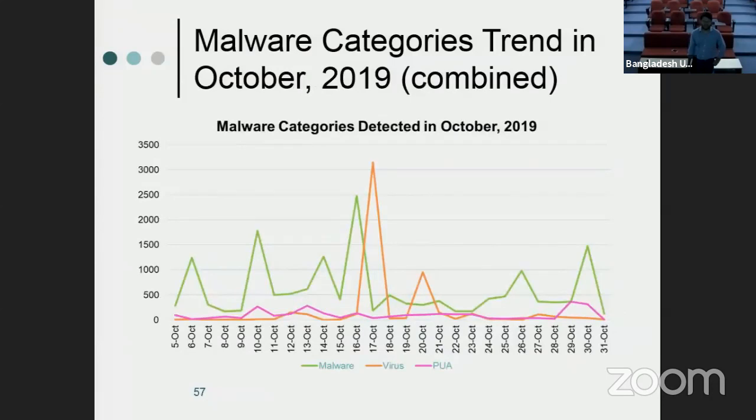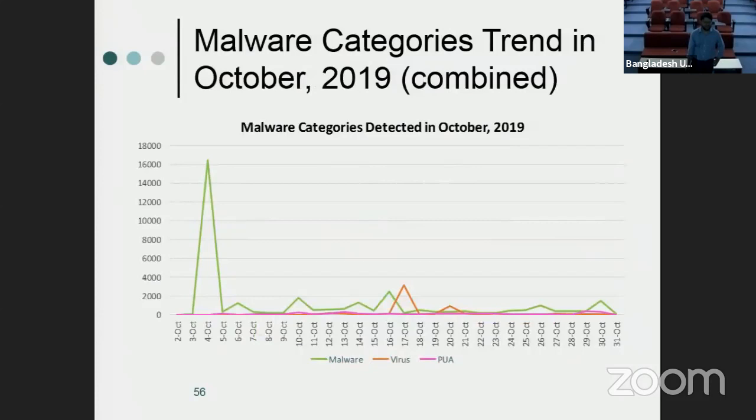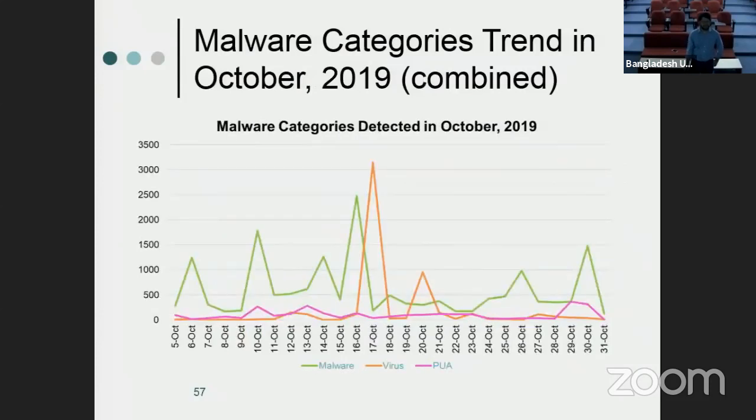So this is like a zoomed version of that. If you remove the attack on the 4th October, we can zoom in, and we cannot see any particular pattern in how the attack is happening.